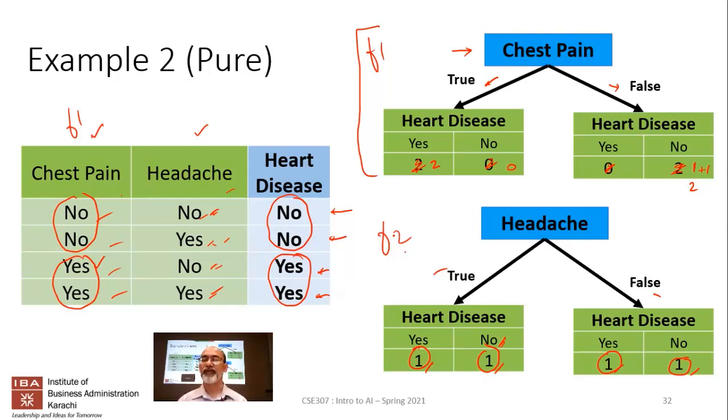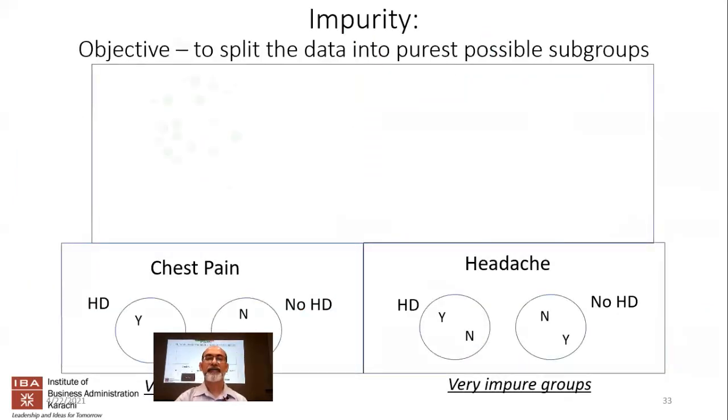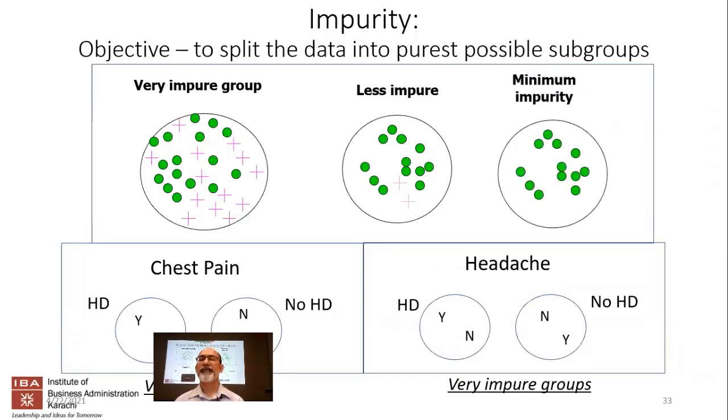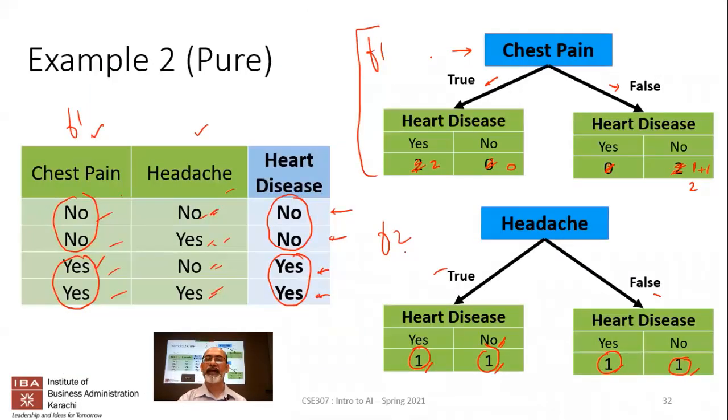Once you have both of these, now the question is which one is better. The idea is that we want to have as pure a bifurcation as possible. If you look at the previous case, it's kind of obvious that if you want to decide between chest pain and headache, intuitively headache has absolutely no impact on heart disease. Everybody gets headache regardless of heart disease. But if you're having chest pain, then it's a very serious indicator of whether you have heart disease or not.